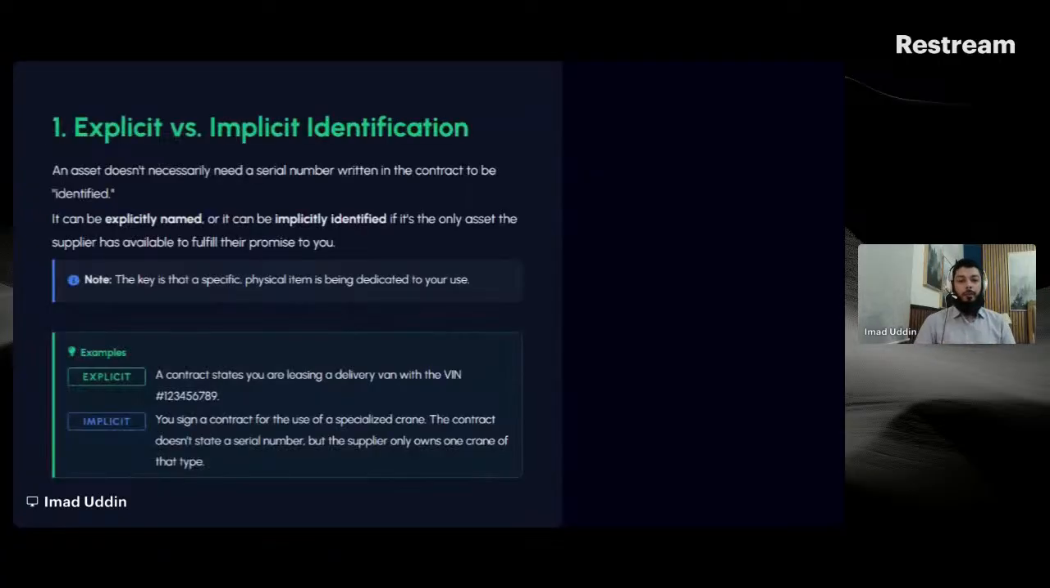So let's dive a bit deeper into explicit versus implicit identification. An asset doesn't necessarily need a serial number written on the contract to be identified, of course. It can be explicitly named, or it can be implicitly identified if it's the only asset that the supplier has available to fulfill their promise to you. The key is that a specific physical item is being dedicated to use. So if you know which particular asset is being dedicated to use, you know that.